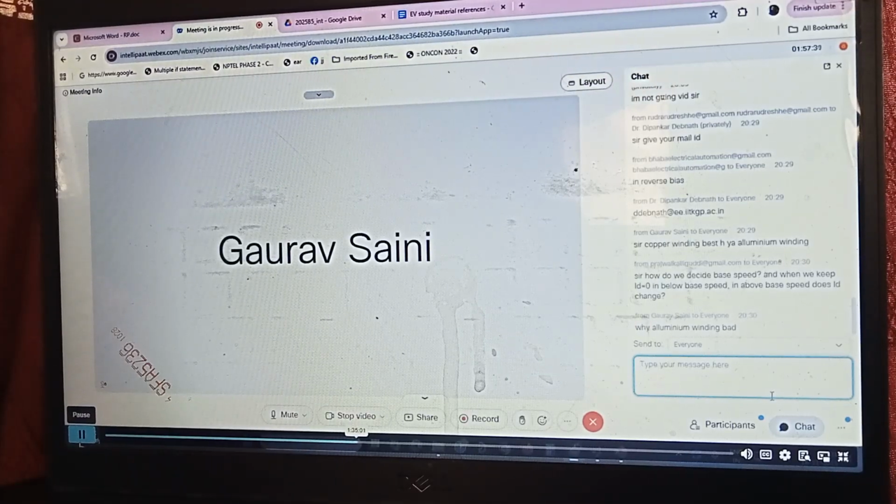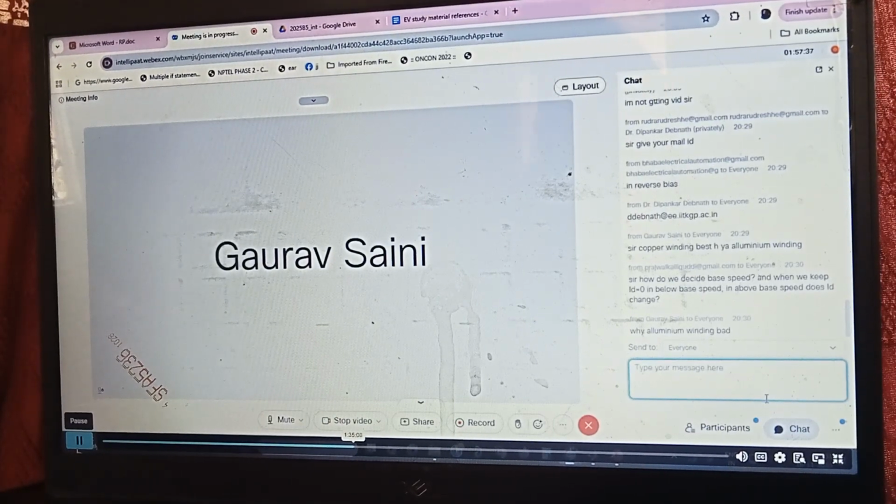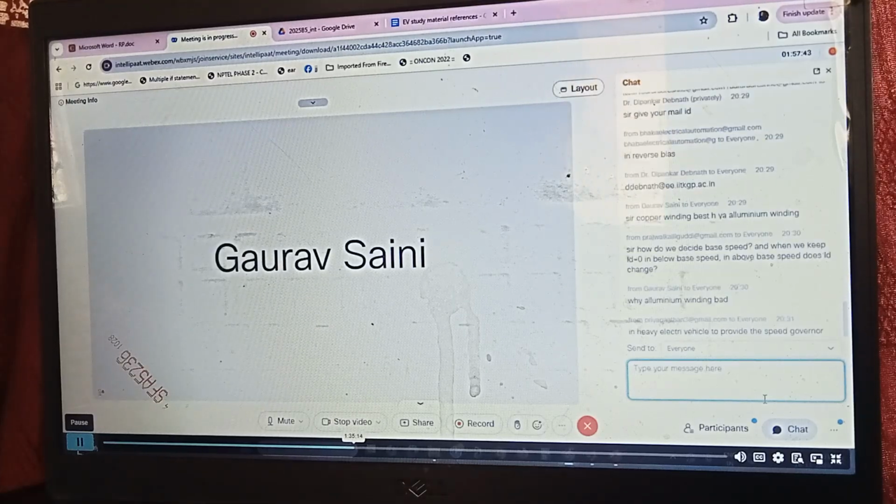ID negative means you are basically weakening the air gap flux. Sometimes it may interfere with your magnet and it may demagnetize the magnet. If you give too much negative current in the ID axis, it can demagnetize your magnet. So that is one of the problems with PMSM. You must have seen PMSM has a demagnetization problem. From where does it come? It actually comes from this negative ID business. So that's why in your controller you must be very careful. Limit your demagnetization up to a limit which your permanent magnet can withstand. Otherwise your PMSM may fail.